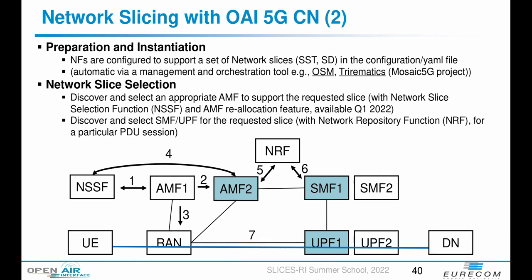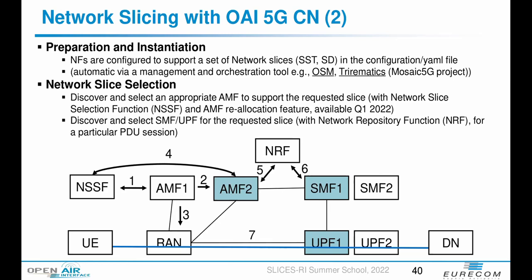And after that, the AMF triggers the procedure to discover the corresponding SMS. You see here that there are two, including SMS 1 and 2. Maybe only SMS 1 can support slice number 2. And then the AMF triggers the procedure to select the SMS. Again, the SMS has to discover and select the appropriate UPF, right?